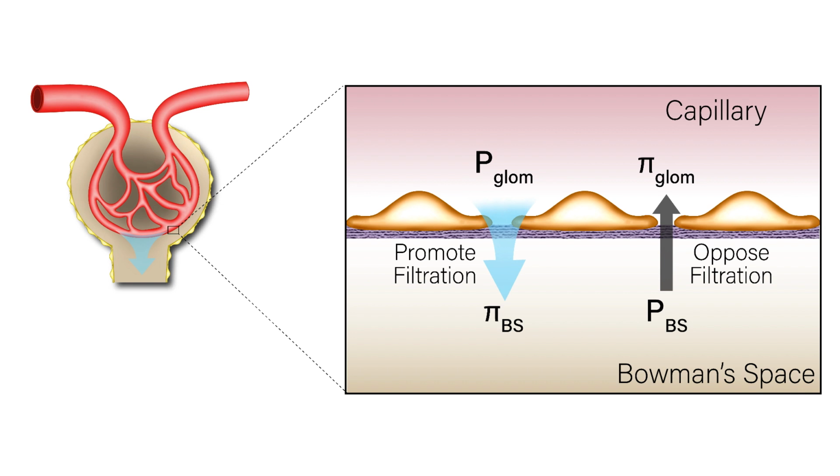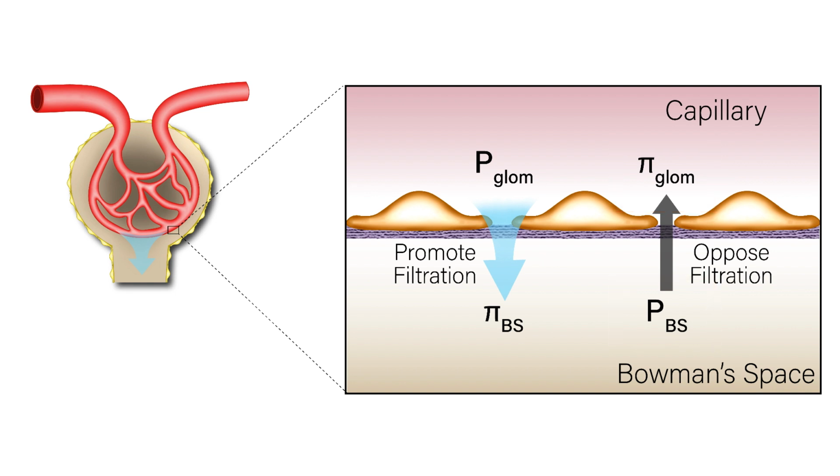Conversely, the pressure components which tend to oppose filtration are the glomerular oncotic pressure, which exerts an osmotic pressure that tends to pull fluid from Bowman's space into the glomerular capillaries, and then also the hydrostatic pressure within Bowman's space. That back pressure exerts a hydrostatic pressure that tends to push fluid from Bowman's space into the glomerular capillaries.